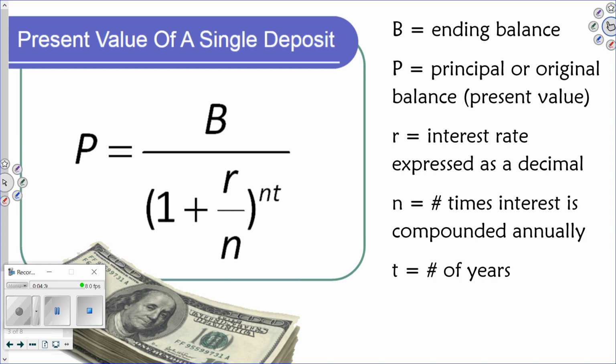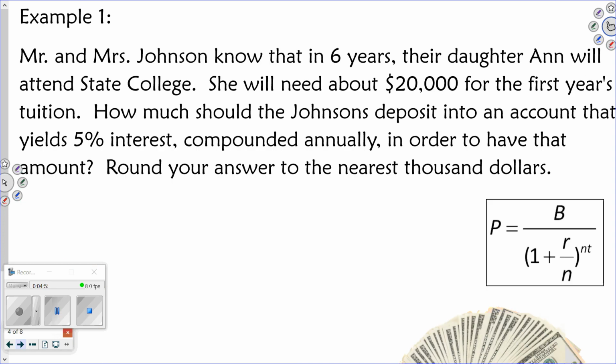1 plus your rate, still as a decimal. N is still how many times it's compounded a year. And then your T is still your number of years. So if I told you 18 months, how many years is that? It's a year and a half, so 1.5. You will have that kind of thrown at you a little bit. They'll give you so many months, divide it by 12 to figure out how many years that is. Okay. All right, so here we go.